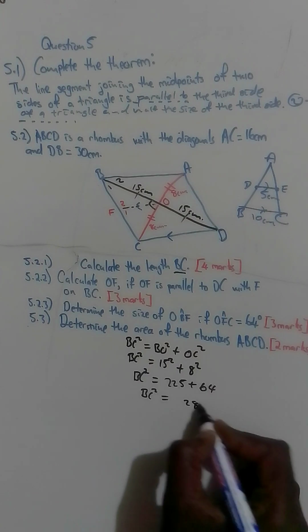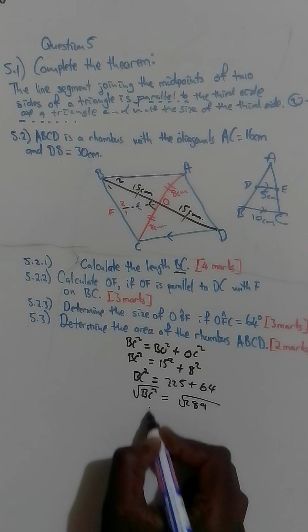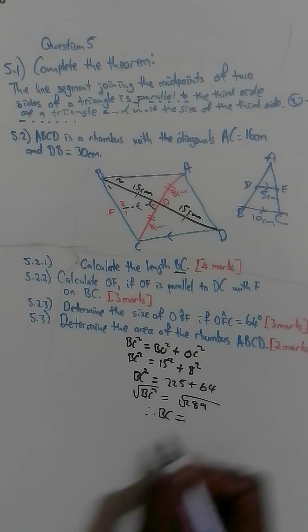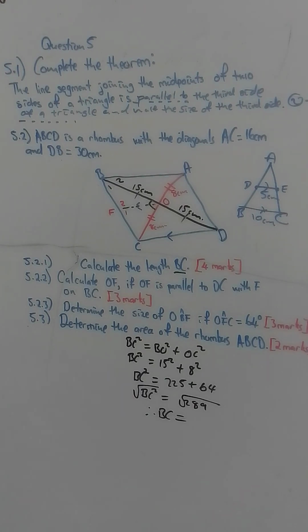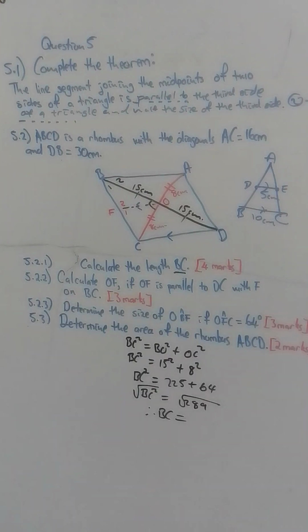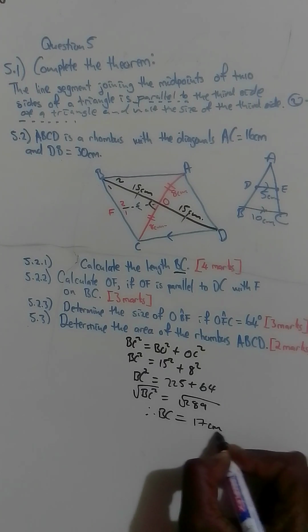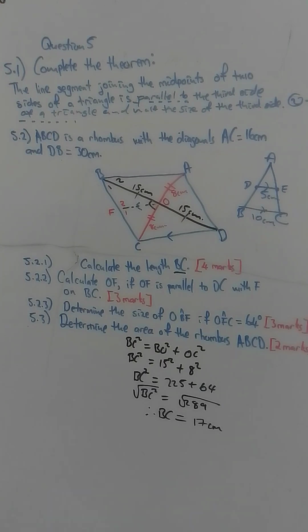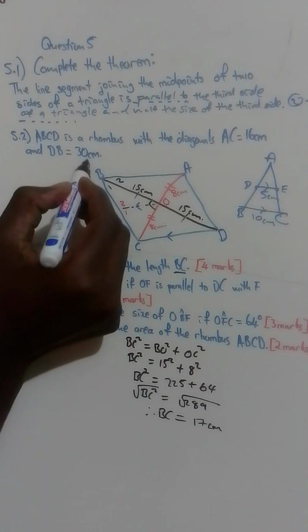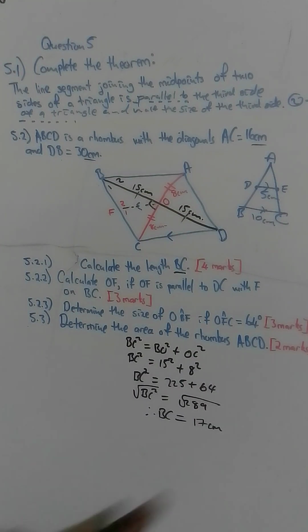So we've got 289. Now we say square root of 289. Therefore, our BC is equal to the square root of the answer that we had, which is 17. So BC is equal to 17 centimeters, right? Why are we saying centimeters? Because in the description we've been given the unit of measurement as centimeters, hence 17 centimeters is our answer.